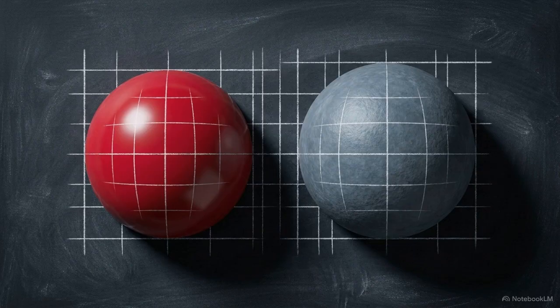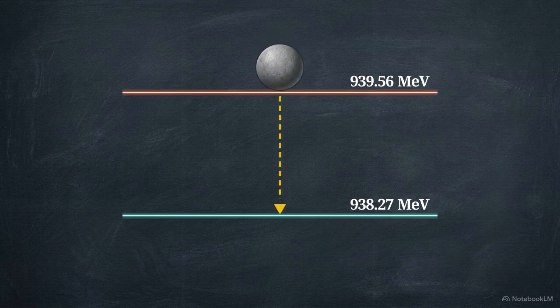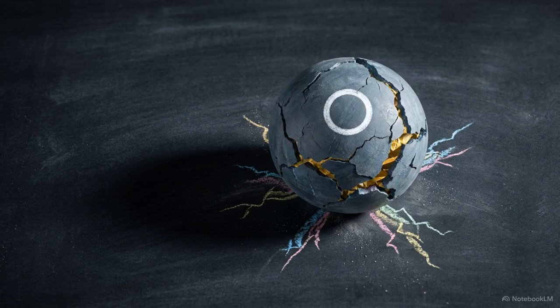However, the neutron is slightly heavier than the proton, with a mass of 939.56 MeV. This mass difference means a neutron will seek a lower energy state if it is not bound by the strong force. In a vacuum, a free neutron is unstable and will undergo beta decay in less than 15 minutes.